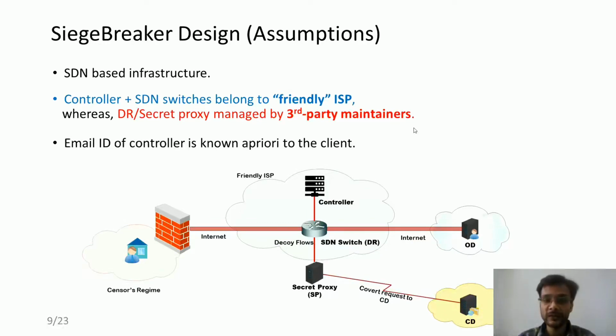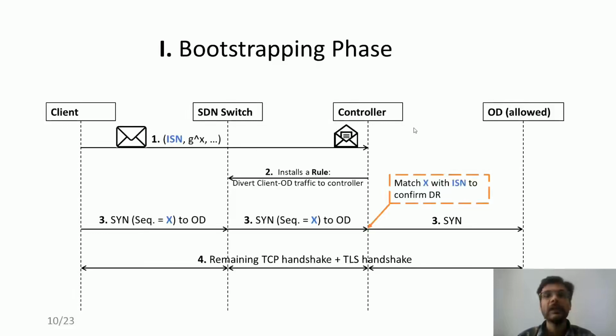Thirdly, we assume that the SiegeBreaker client already has access to the email ID of the controller before initiating the decoy routing session. The reason for that will become clear shortly. So the SiegeBreaker protocol has been divided basically into three phases. These phases are bootstrapping, hijacking, and proxying.